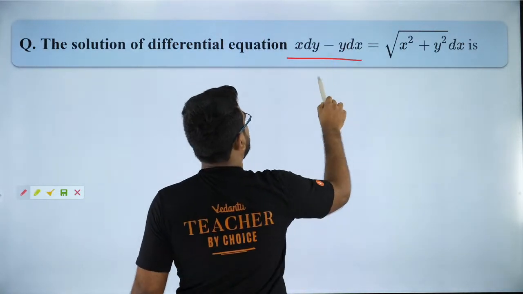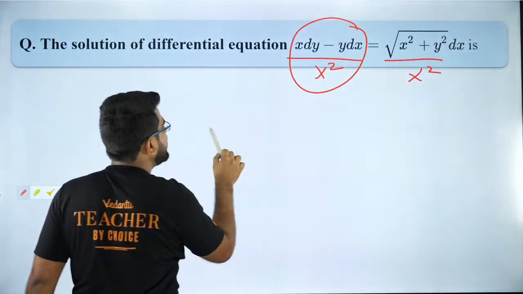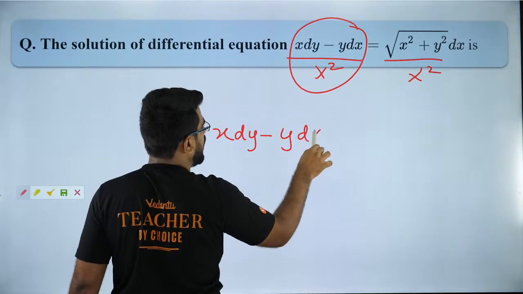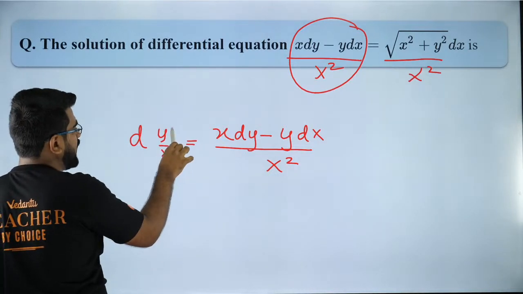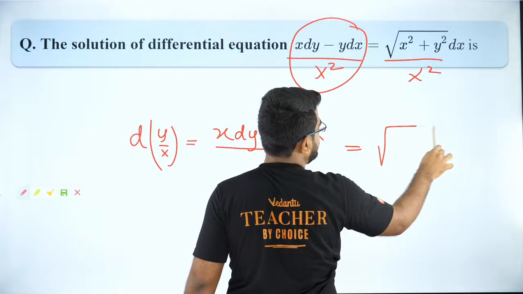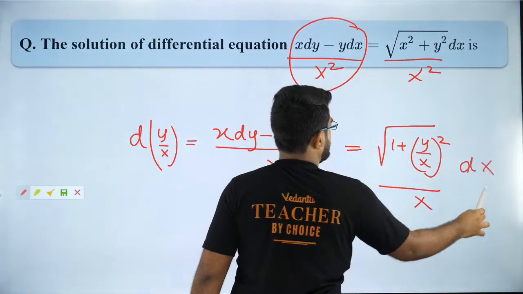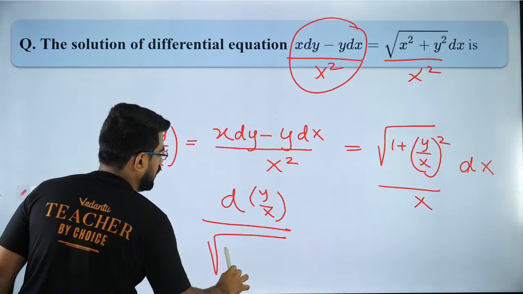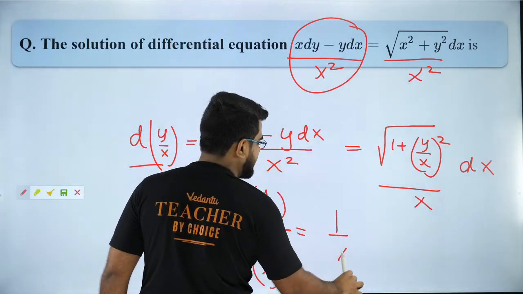So what I'll do is I will divide by x square on both sides. So if I divide by x square, this is an exact differential. What is it? Denominator into derivative of numerator minus numerator into derivative of denominator by denominator whole square. So that is nothing but the quotient rule. So it will be d of y by x. So that is equal to 1 by x, I can take it inside. So it will be root of 1 plus y by x the whole square by x dx. So I will have d(y by x) divided by square root of 1 plus (y by x) the whole square is equal to 1 by x dx.